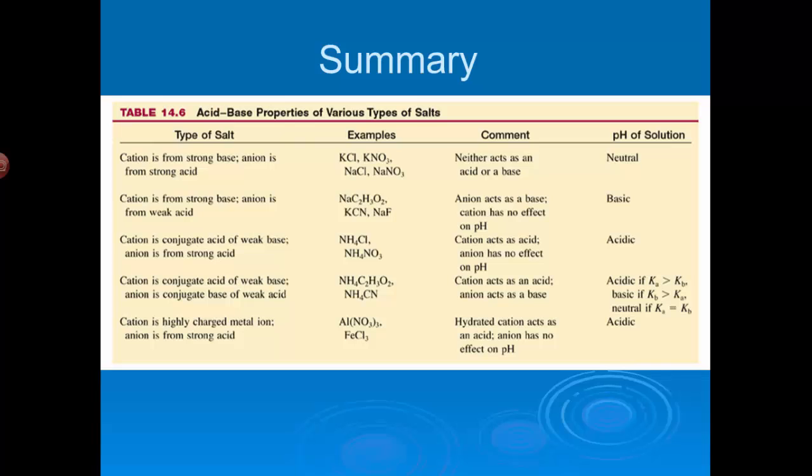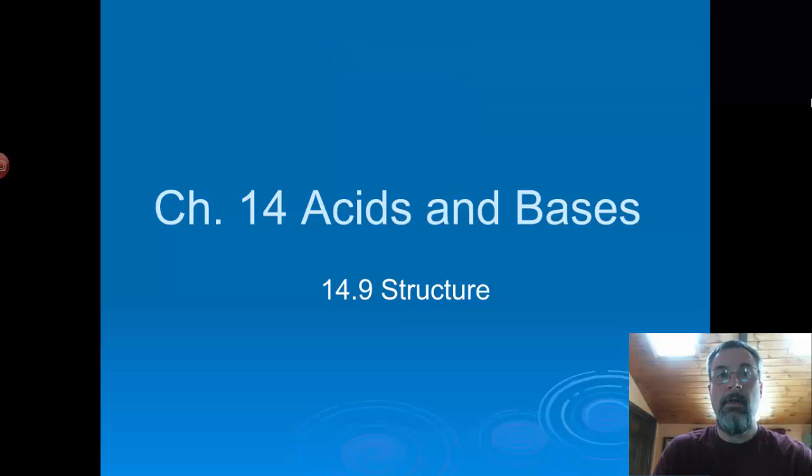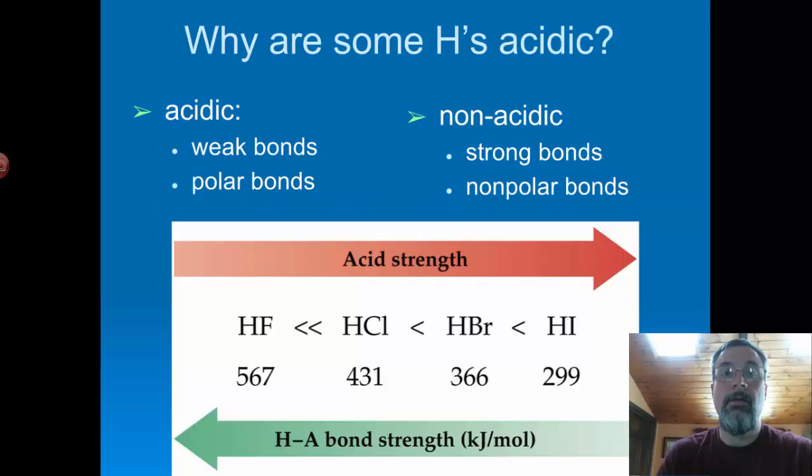So here's a summary table from your book. Types of salts, some examples, and whether or not it will be acidic, basic, or neutral. Sometimes you have to check your Ka and Kb values to figure out what's going on. One of the things that you should be able to explain is what leads certain things to be acidic and certain things to not be acidic, which means you need a knowledge of the structure of molecules in this case. In general, it has to do with how easy it is to remove a hydrogen ion from a molecule.